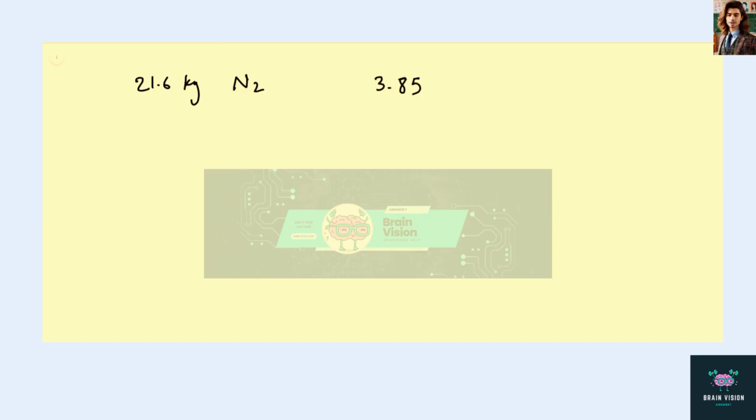We have 21.6 kilograms of nitrogen gas in a fixed volume at 3.85 atmospheres. What would happen if we replace it with 21.6 kilograms of CO2? That is the question. So the volume is the same in both cases. We want to find P.